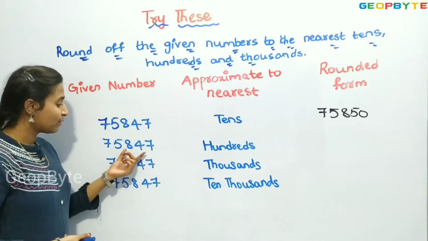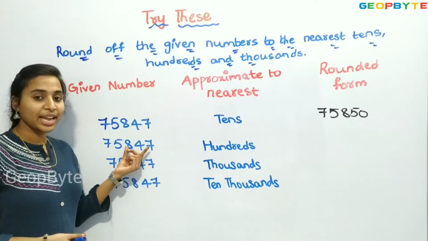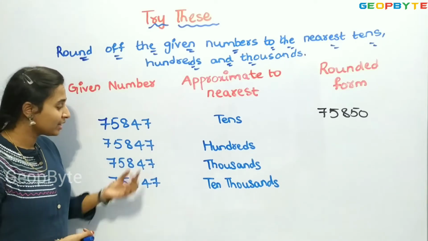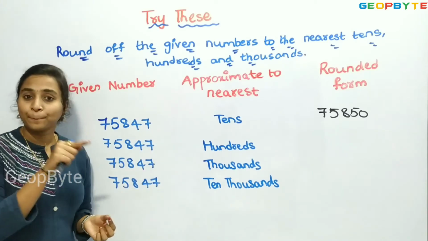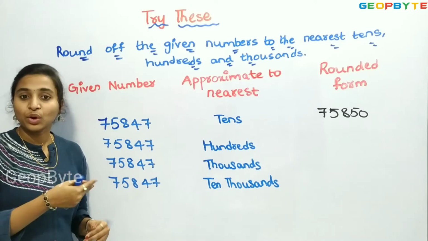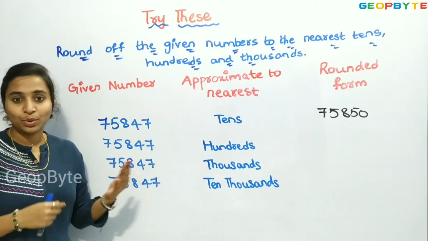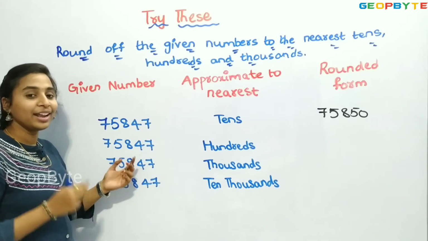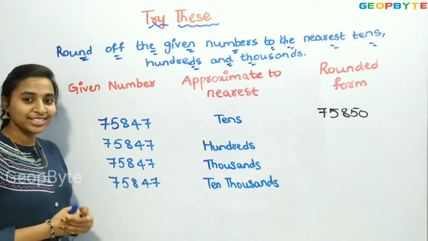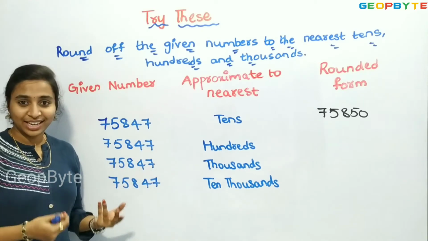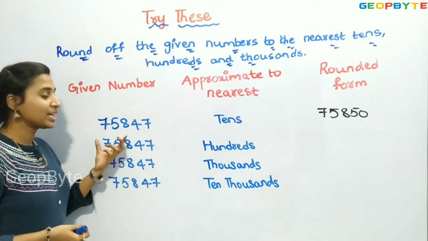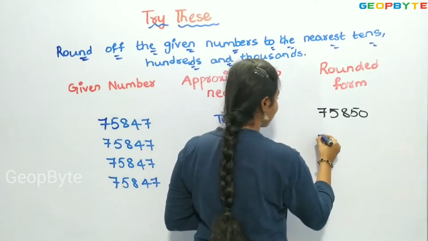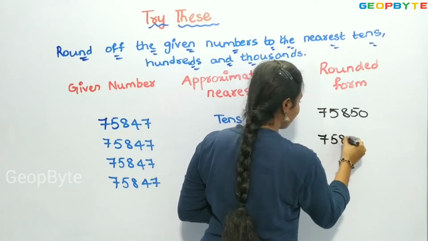If you see, we have 847. This 847 lies in between 800 and 900. This 47 is below 50. Below means we will consider the previous one, that is 800 only. See, this number lies in between 800 and 900. Previous means we will consider 800 only. So 75,800 will be the nearest round off value for hundreds.